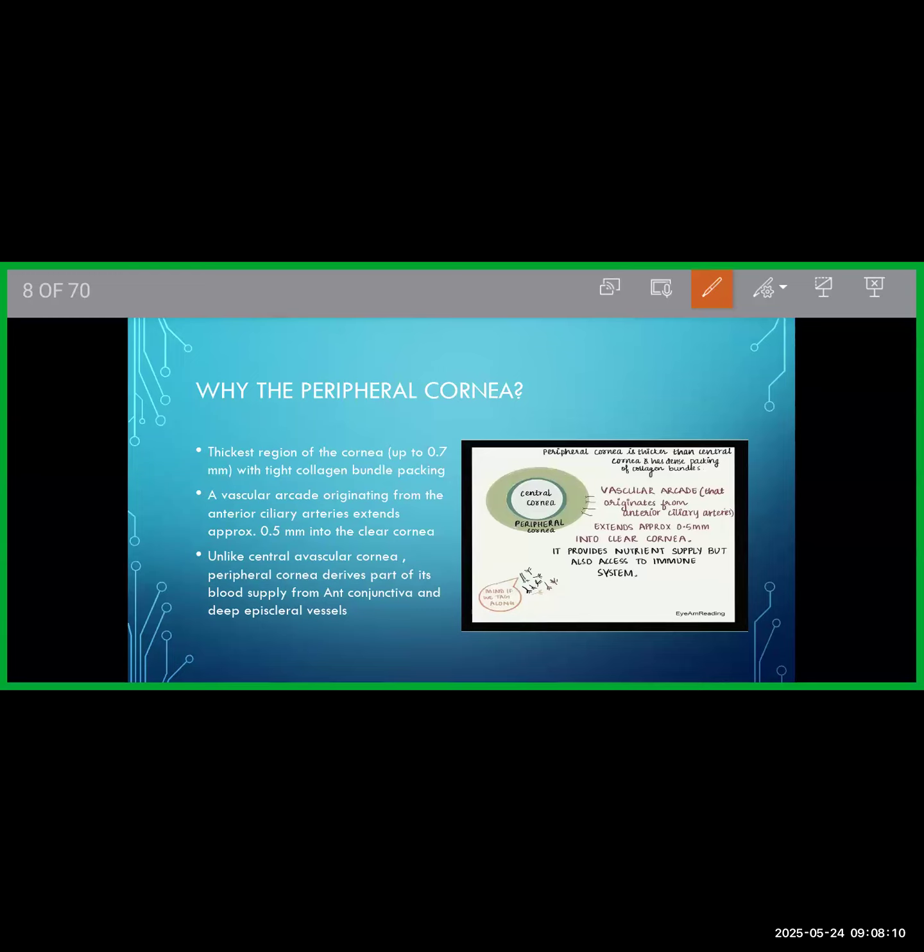So as you can see from the image projected, this region is the vascular arcade that extends into the peripheral cornea, about 0.5 millimeter into the clear cornea. It provides nutrition and also access to the immune system.